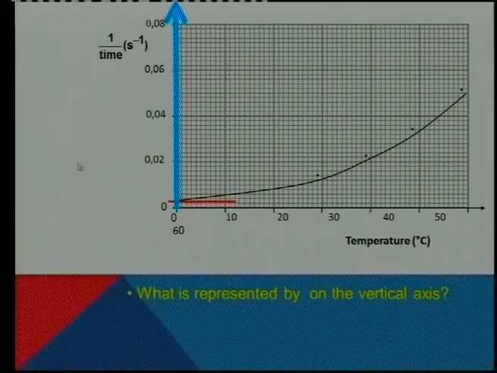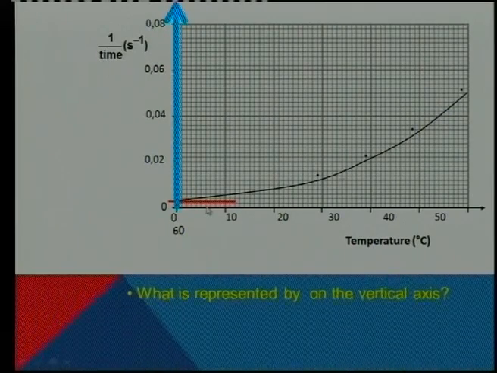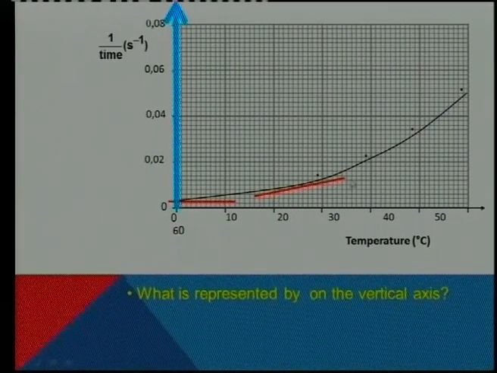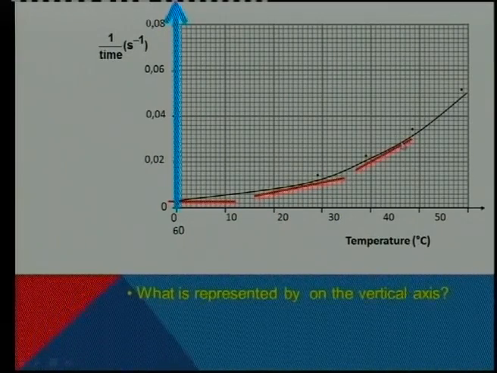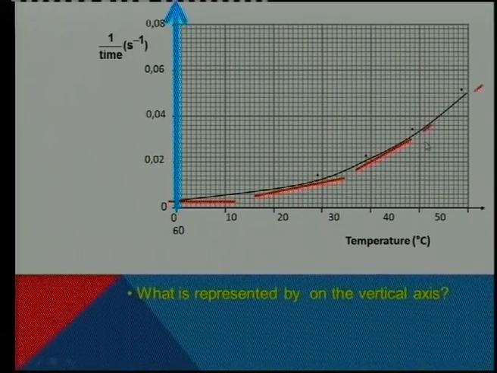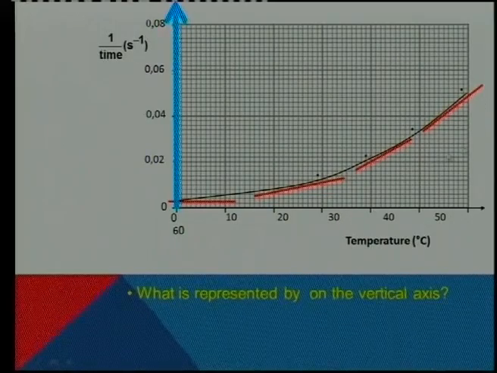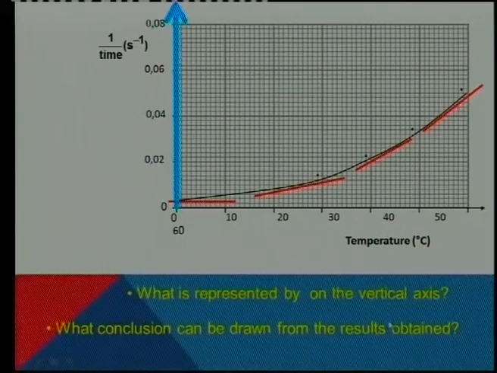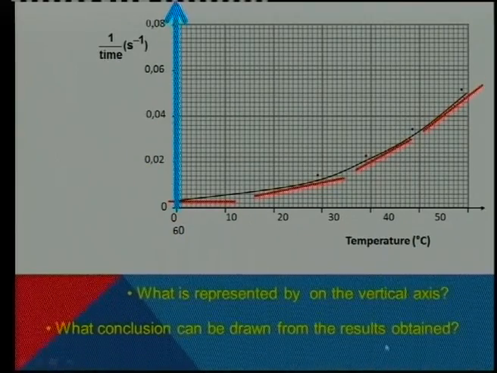There's a gradient at the beginning, flat, 0, nothing is happening. As I increase the temperature, look there, my gradient is steadily increasing. Look at that, the slope is getting higher and higher. And if I go to the last one, there I can see my slope. So the question is, what conclusion can be drawn from the results? If I look at this, what conclusion can I draw?